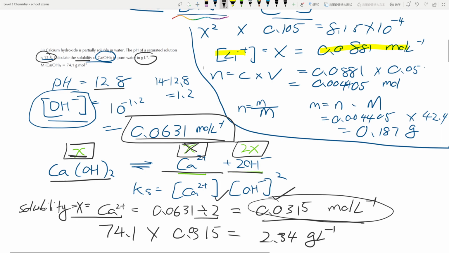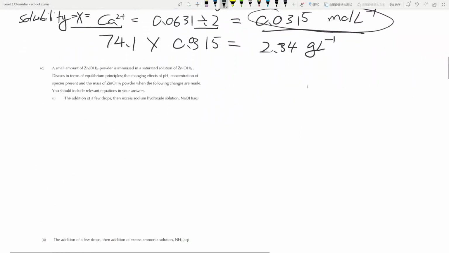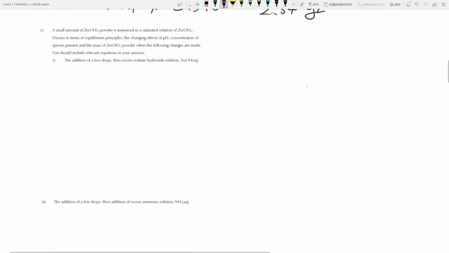Okay, so hopefully that one's going pretty good for you. All right, let's just move on. Next one. A small amount of zinc hydroxide powder is immersed in a saturated solution of zinc hydroxide. Wait, why would you put zinc hydroxide into zinc hydroxide? It's just silly. Discuss in terms of equilibrium principle the changing effect of pH, concentration, species, and so on.